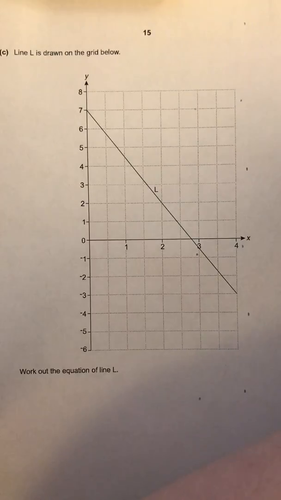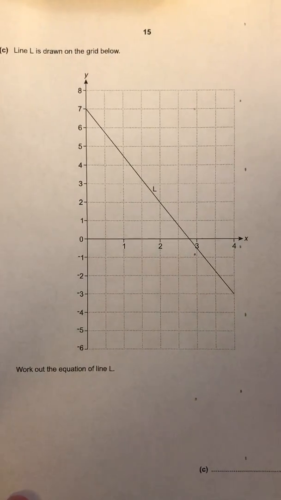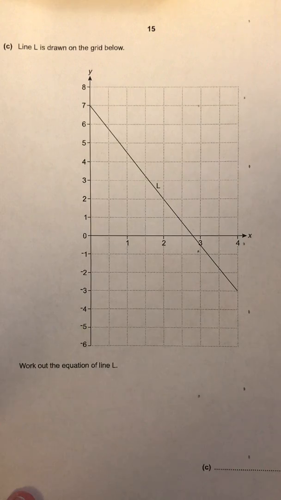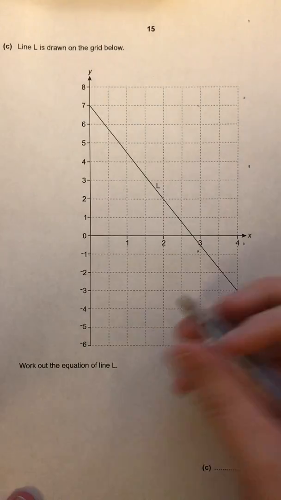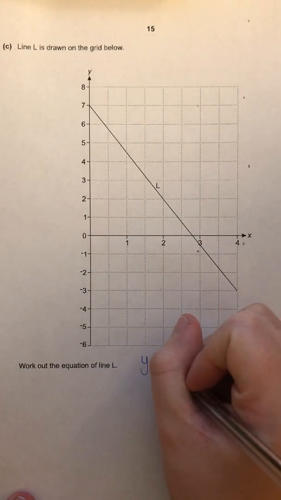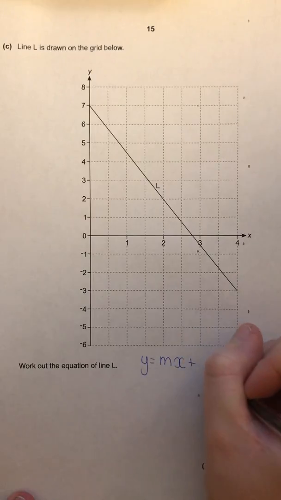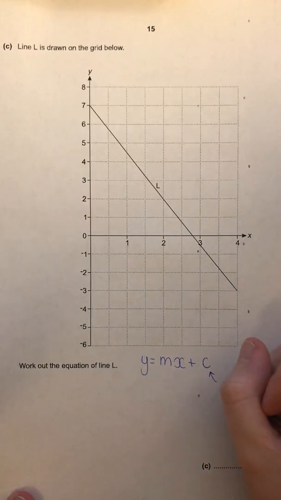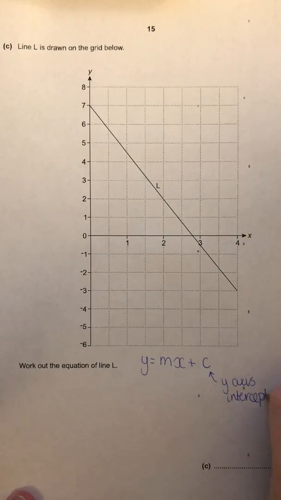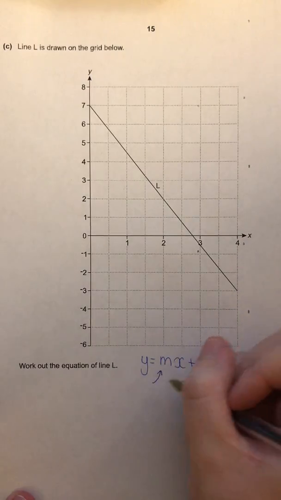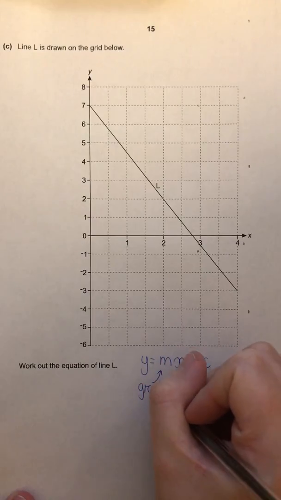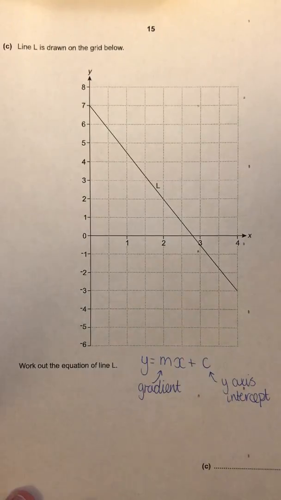Now, if we go on to C, it says line L is drawn on the grid below. Work out the equation of line L. Now it's a linear graph, so it's going to take the form y equals mx plus c, and c is the y-axis intercept. That just means where it crosses the y-axis, and m is our gradient, and that talks about the direction and the steepness of the line, of the graph, I should say.